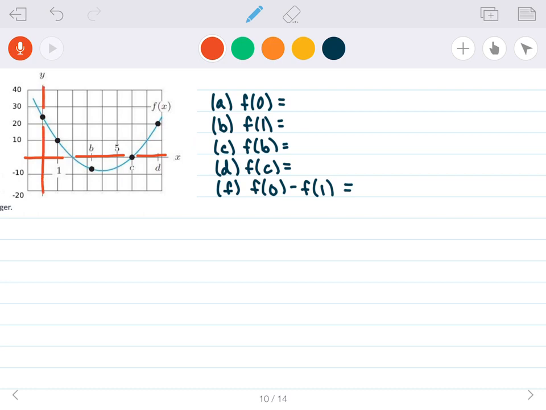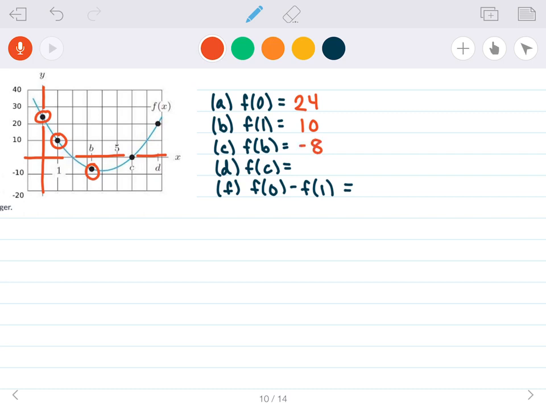And so it says, what is the output when the input's 0? So what vertical value corresponds to an input of 0? That's going to be this guy right here. That's about 24. A height of 24. Now f of 1 is going to be right here, and that's at 10. f of b is going to be right here. And that looks like it's negative. I'd say negative 8-ish.